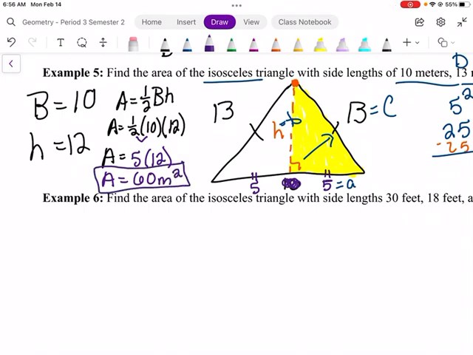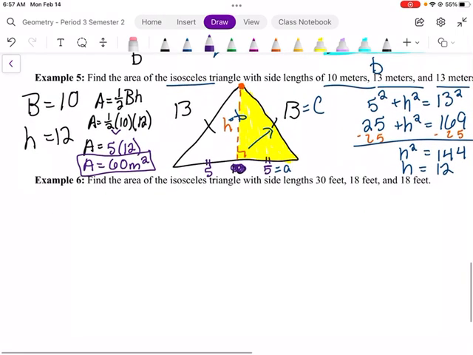So this is going to be 60 meters squared. All right, if you want to go ahead and try the next example on your own and then press play when you're done, you can go ahead and do that.